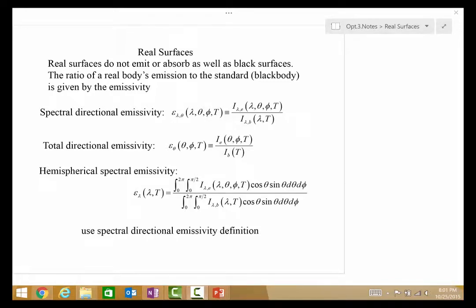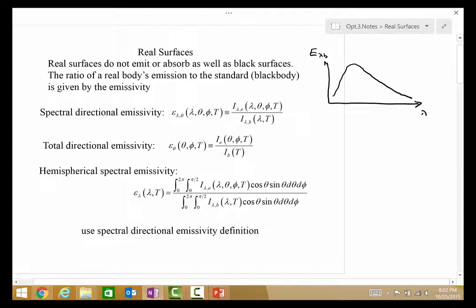So the black body is the ideal emitter and absorber, and real surfaces don't emit or absorb radiation like the black body. If you think about what a black body might do with respect to temperature in terms of its emissive power, we know what that looks like using the Planck distribution. So the black body has this Planck distribution defined E lambda B, and what a real body might do is have some peaks and valleys and jagged regions that look like this. So this is E lambda B, and this is E lambda for a real body.